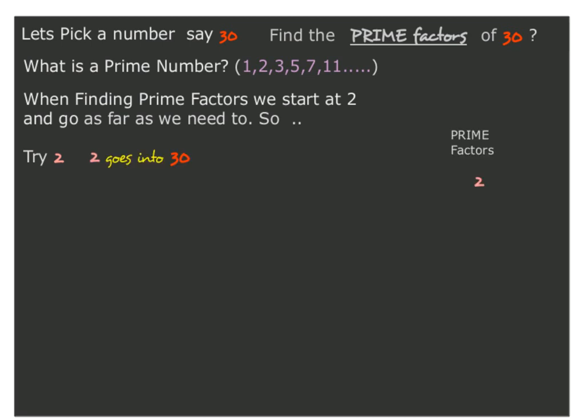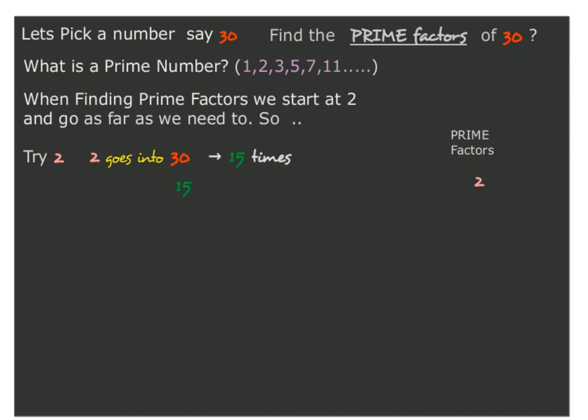So 2 goes into 30, absolutely. The moment we've got that, we write it down. We say this is a prime factor of 30, and we look at the result and we say it's 15. Now all you do is you cascade that 15 down to the next level and you say, let's try 2 again.